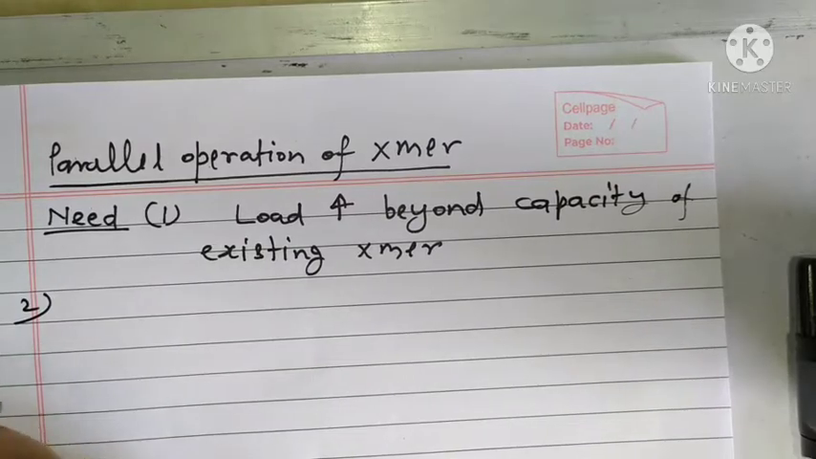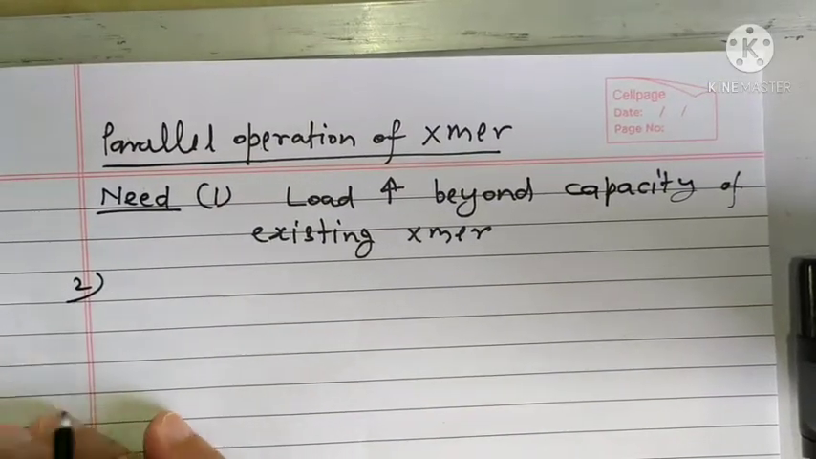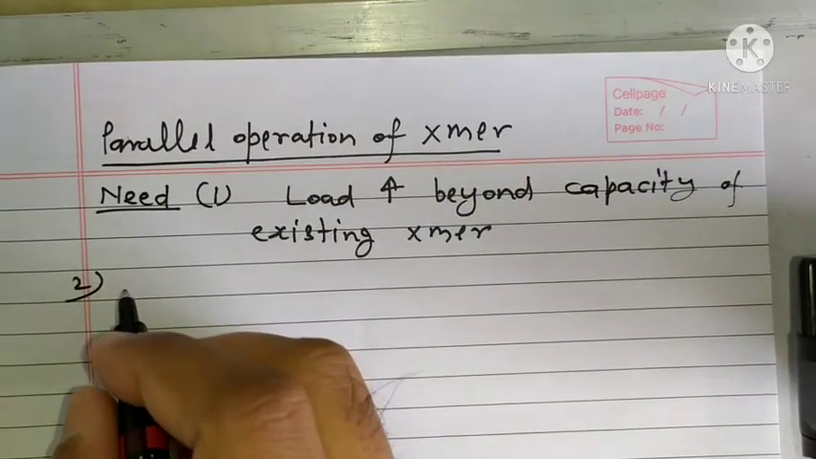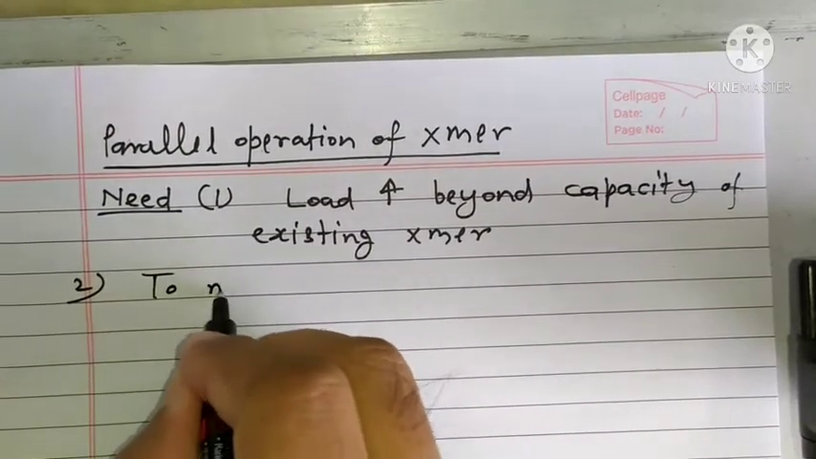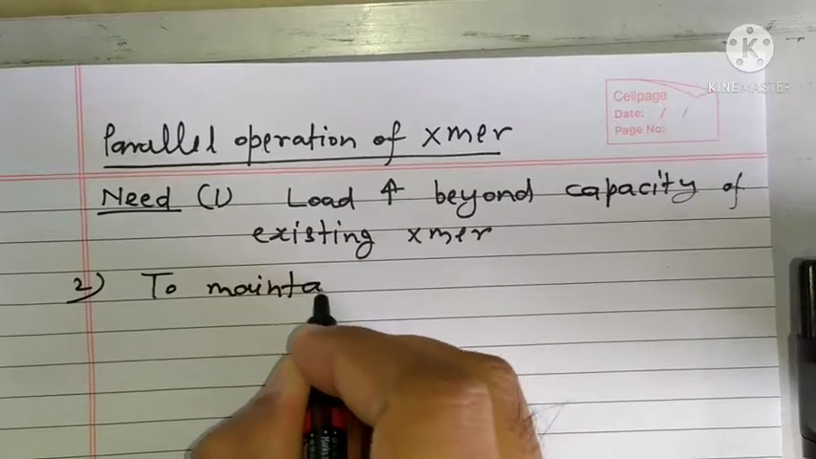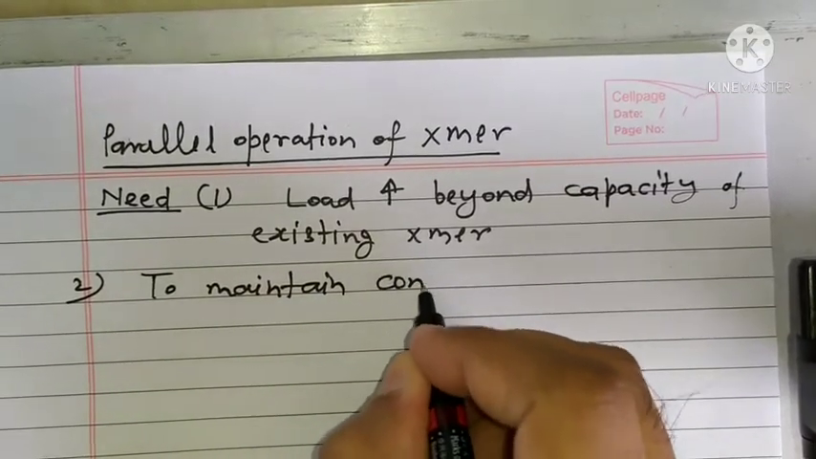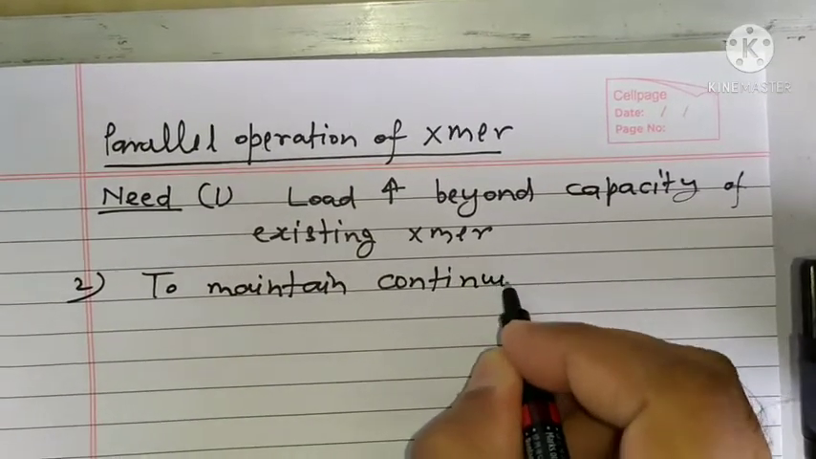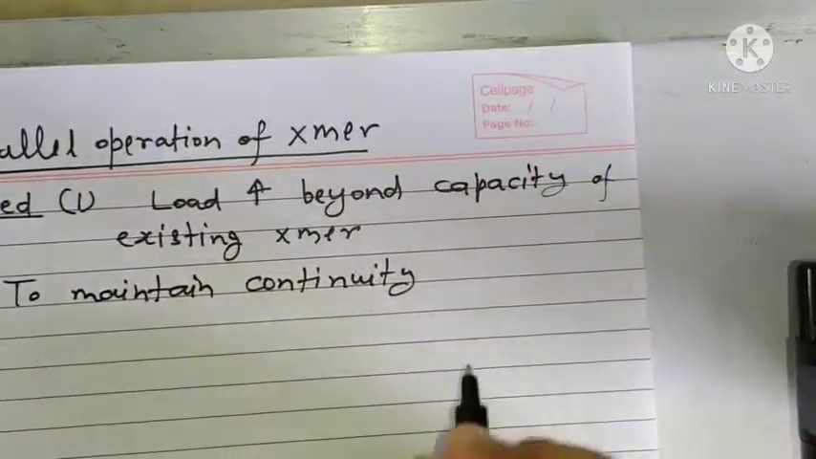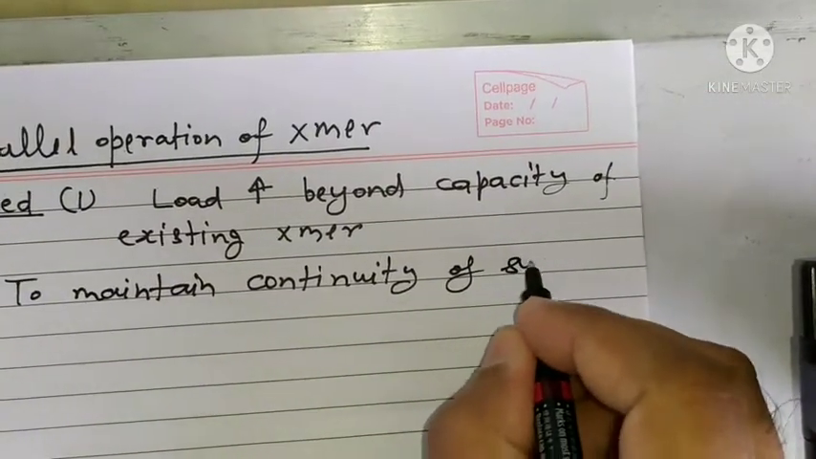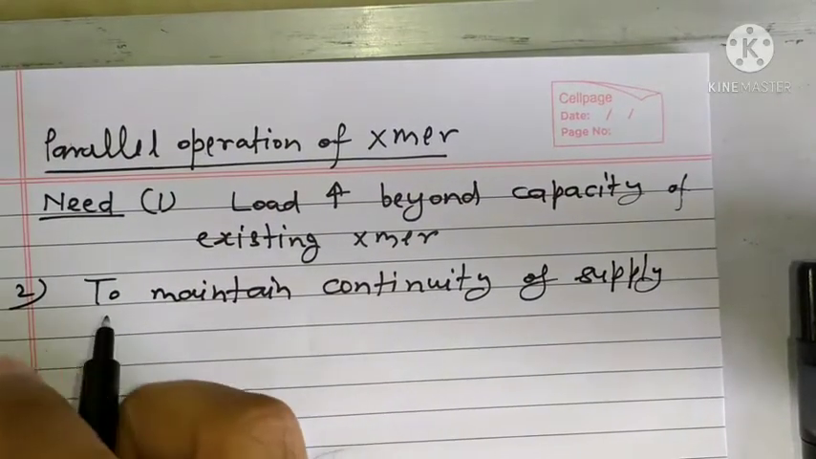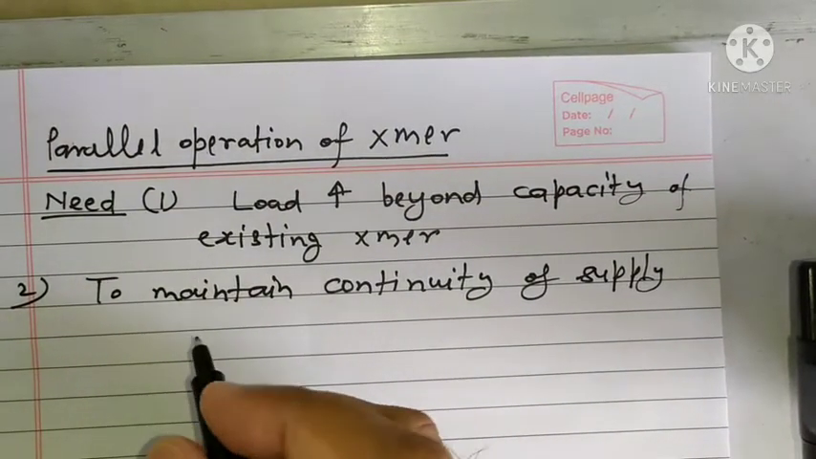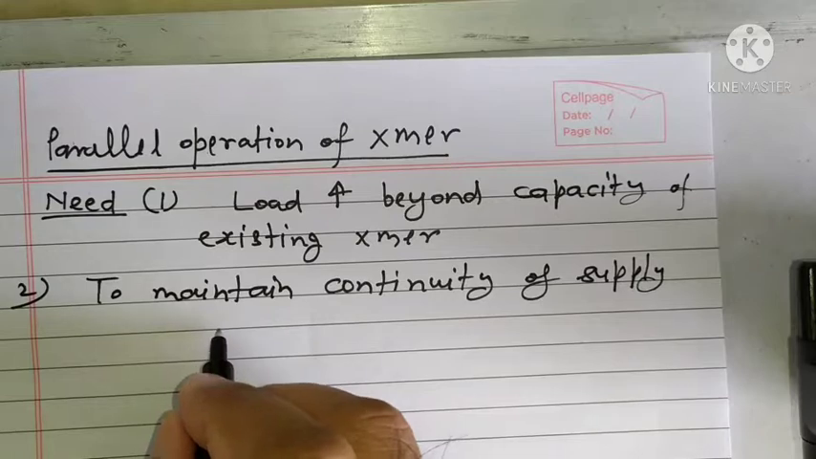Second need, to maintain continuity of supply in the event of failure of the existing transformer, right?